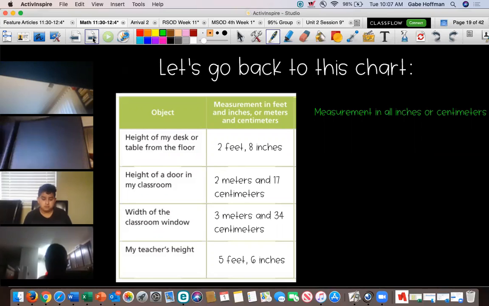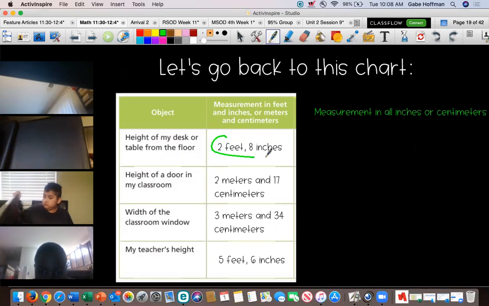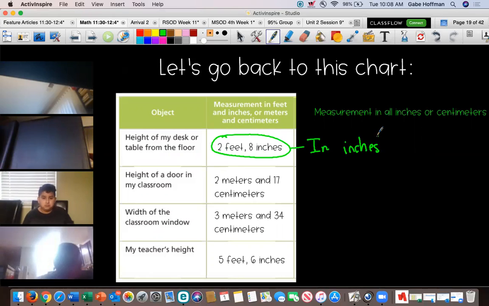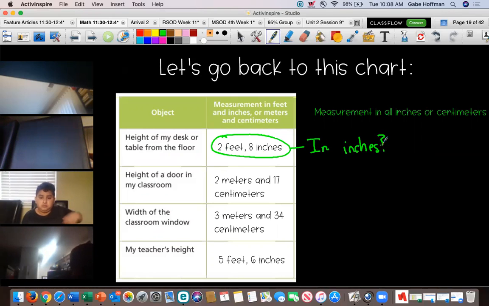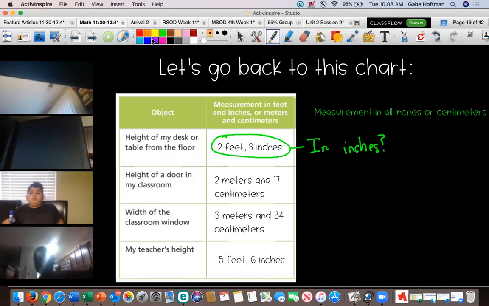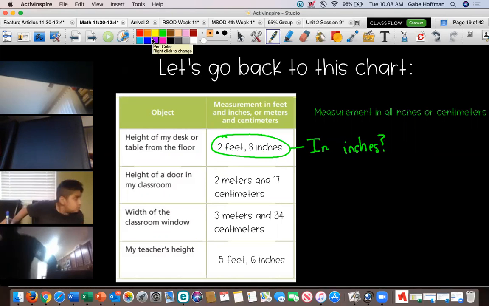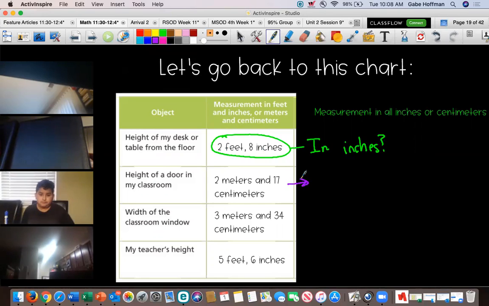All right. The first one, I want you to tell me the height of the desk. That's 2 feet and 8 inches. I want to know, how high is that in inches? So if it was 2 feet and 8 inches, how high is it in inches? And then I want to know how high is the door in the classroom if it's 2 meters and 17 centimeters? So how high is that in centimeters?